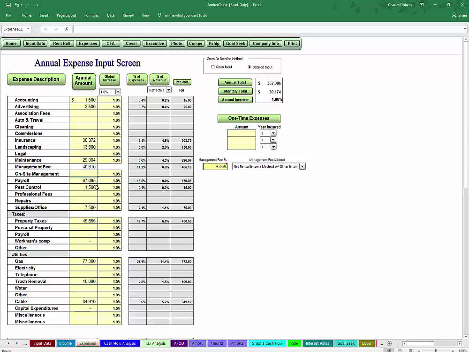On-site management, you are going to need somebody, but you already got the payroll in there. Payroll is way low, way low. That should be $100,000 a year, $1,000 per person per year, in addition to the management fee.